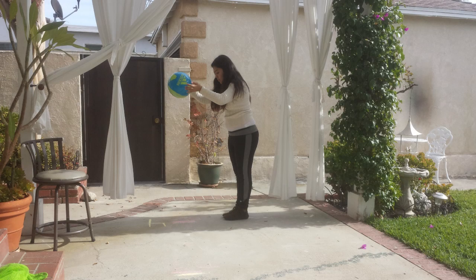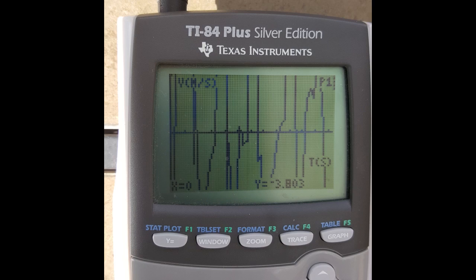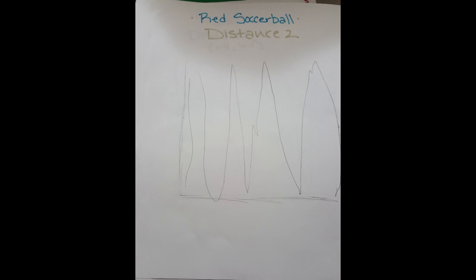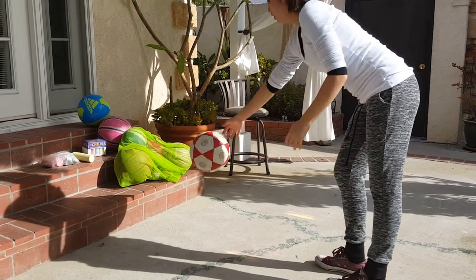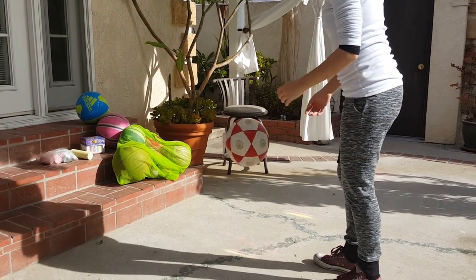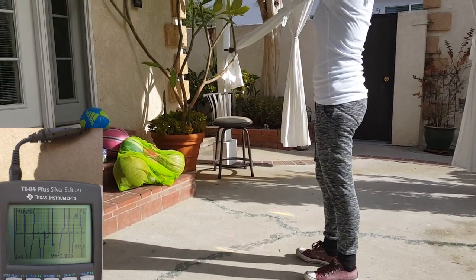When the soccer ball graph was formed, it was also a piecewise function graph, and it consisted of tangent, cosine, and sine graphs. When the red soccer ball was used, a similar graph was formed, except it was much wider and had more spaces in between because of the velocity it had.